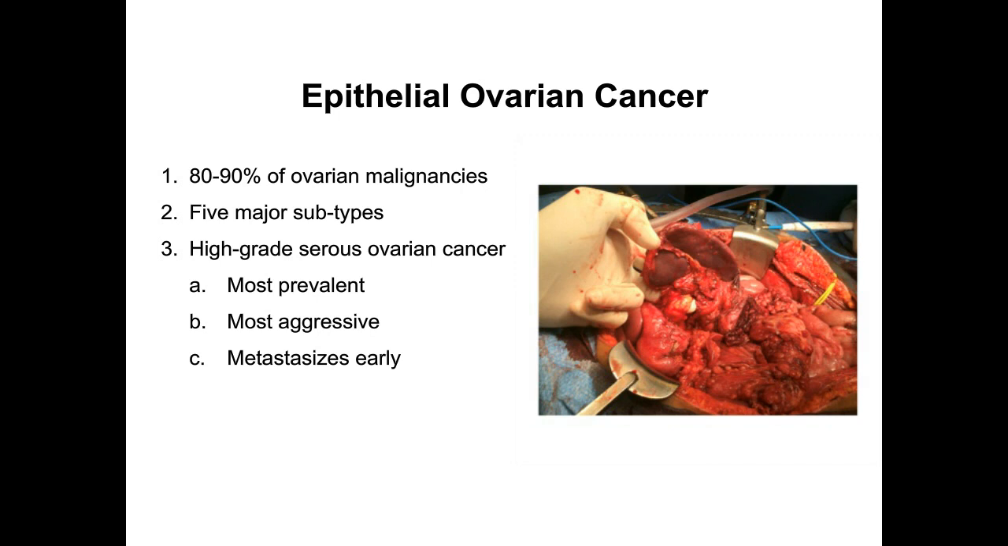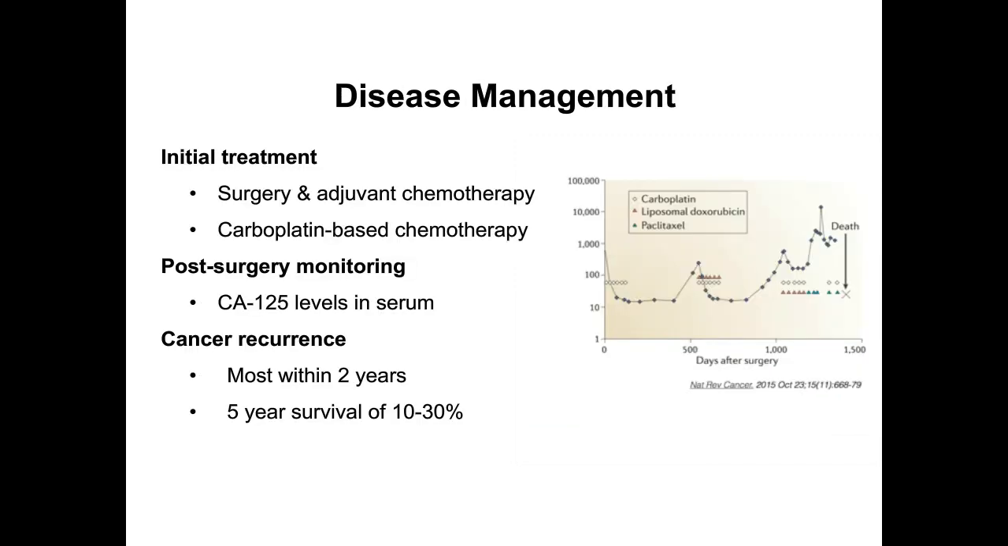Treatment or management of this disease has not changed dramatically over the last decades. In general, it starts with a very aggressive debulking surgery, which is followed by adjuvant chemotherapy. Even these chemotherapeutics have not changed much in the last decades, the platinum-based chemotherapies, even though new therapies are now moving into the clinic, such as immunotherapies or PARP inhibitors.